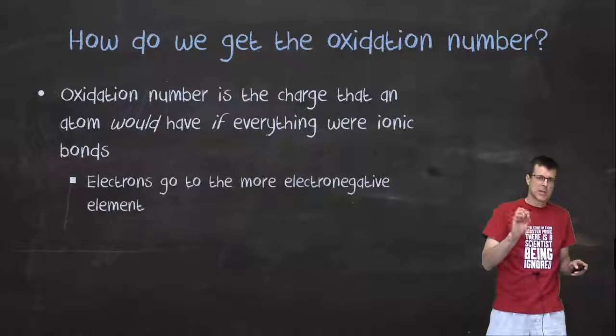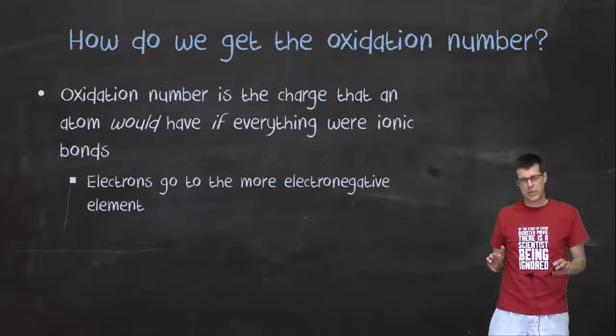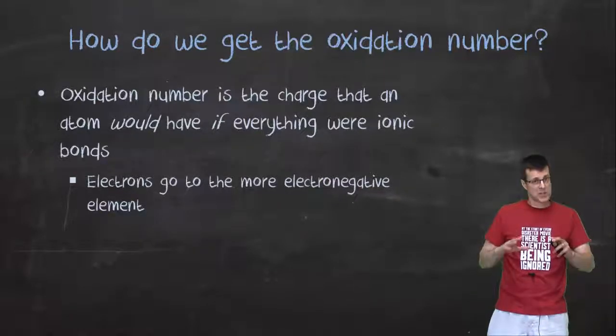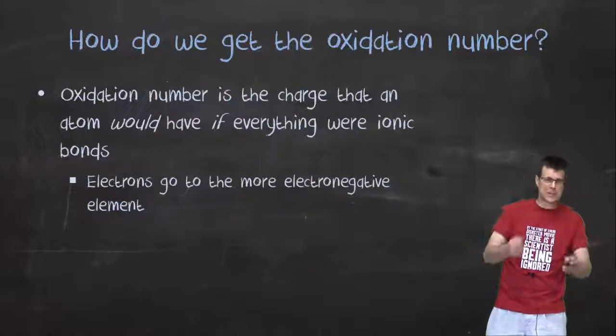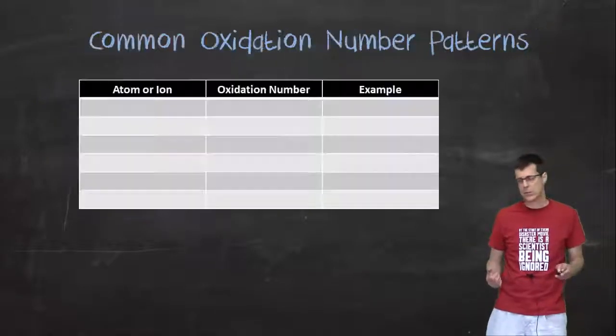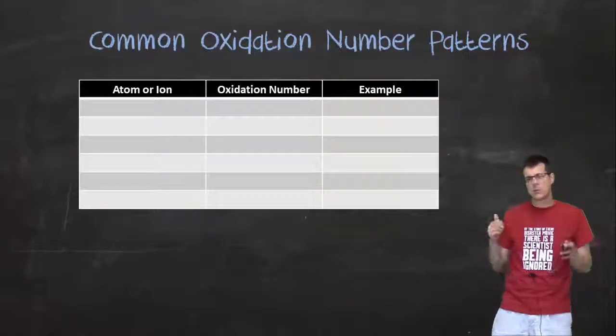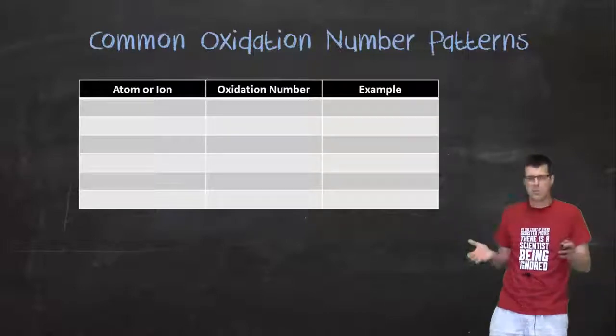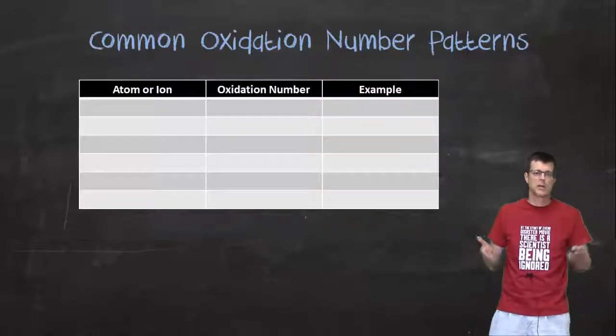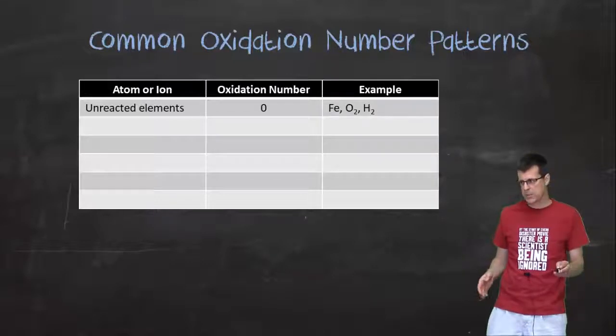And then that means electrons are going to go to the more electronegative element. Now we're not going to have to worry about things getting really crazy and needing electronegativity numbers. But if I take a look at a chart here and try to map out some that are pretty common and fairly standardized.